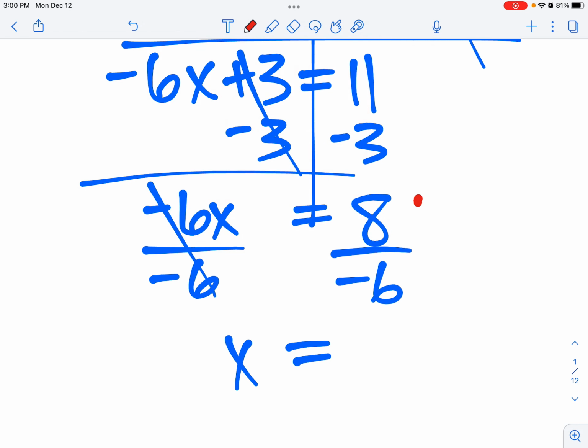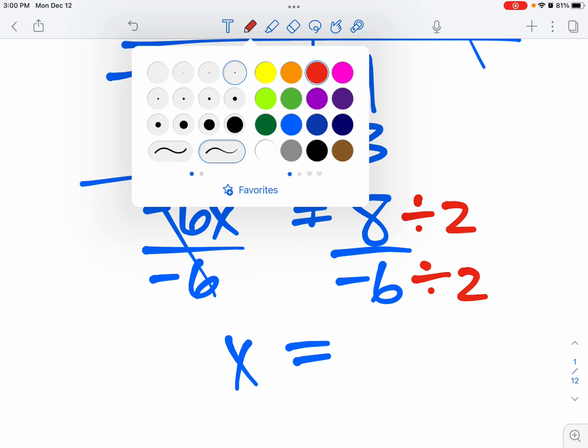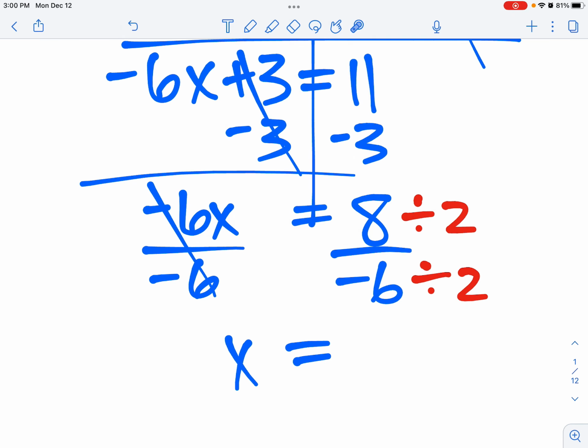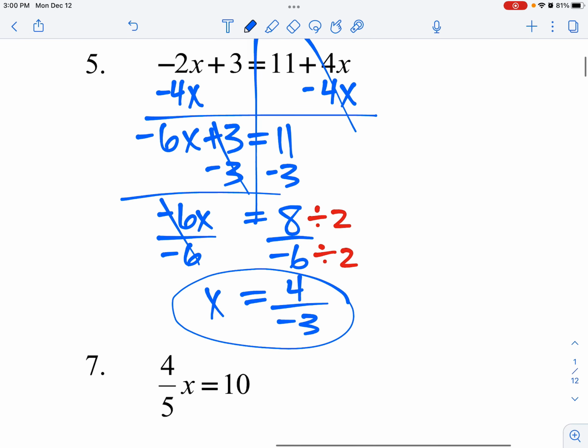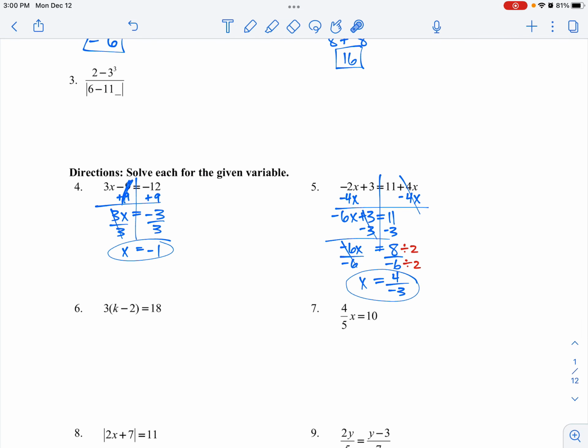So what I'm going to do is I'm going to reduce that number. Both of those numbers divide by 2. So the numerator, 8 divided by 2 gives me 4. The denominator, 6 divided by negative 2 gives me negative 3. That is your answer. Or if your answer choices are decimals, then you can type 8 divided by negative 6 in your calculator and see which answer works.